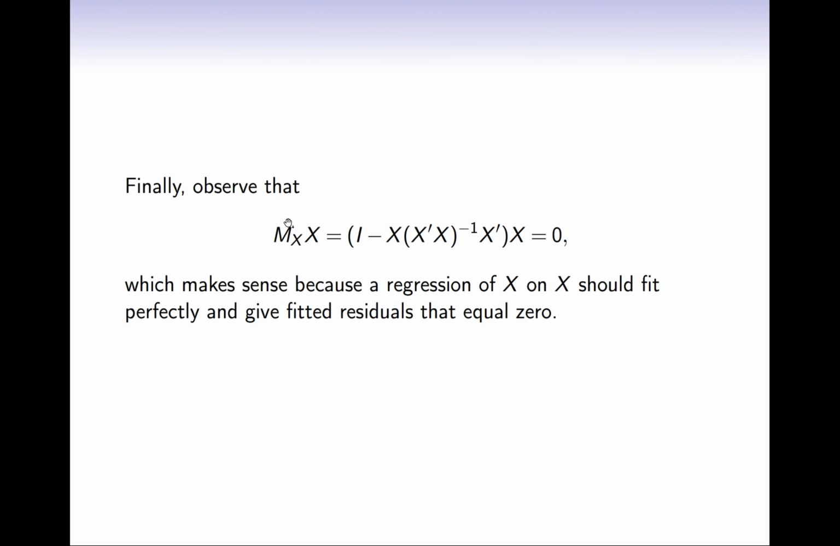Okay, now another thing to observe: suppose we regress X on X. That would be M_X X. Well, what do you get? Those are the residuals from regressing X on X. So this is I minus X (X prime X) inverse X prime X, that's just X minus X, which equals 0. It makes sense: if I regress X on X, X explains X perfectly, so there wouldn't be any residuals. The residuals are 0.